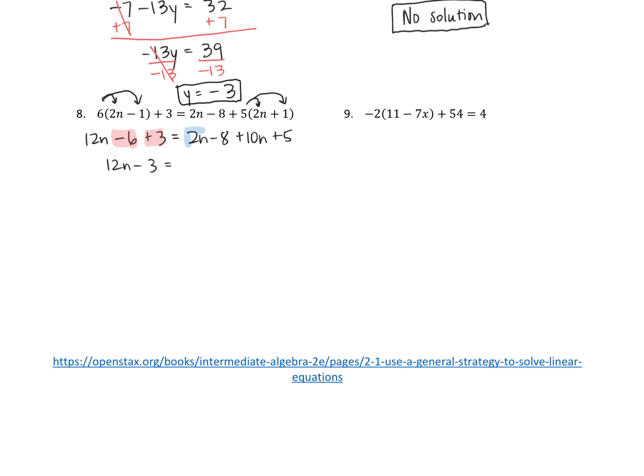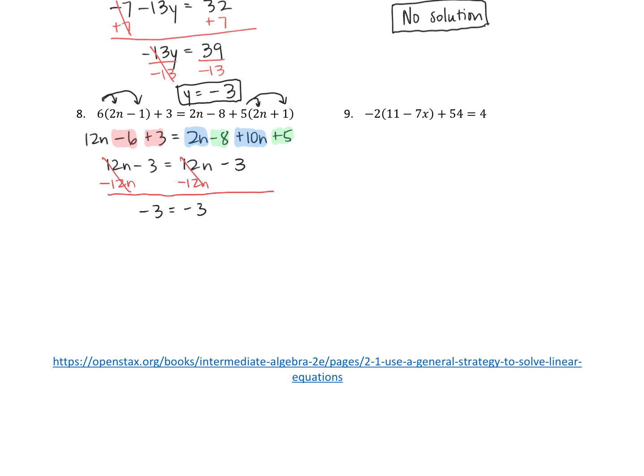On the right-hand side, we have a 2n and a 10n. So 2n plus 10n is 12n. And we also have a negative 8 and a positive 5. A negative 8 plus 5 is a negative 3. Okay, so again, I want to move my n's to the left. So I would start by subtracting 12n from both sides. And again, notice that they completely zero out on both sides of the equation. I have negative 3 on the left, and I have negative 3 on the right.